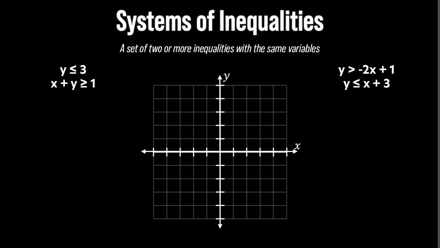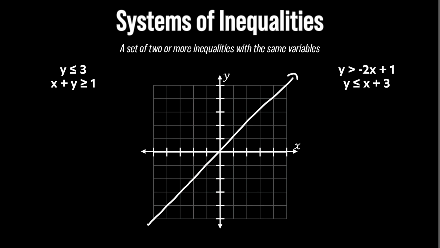Today we're going to learn about systems of inequalities. A system of inequalities is a set of two or more inequalities with the same variables. So we've already graphed inequalities, and you know that when you graph an inequality, it's the same as graphing a linear equation, so a line for example.